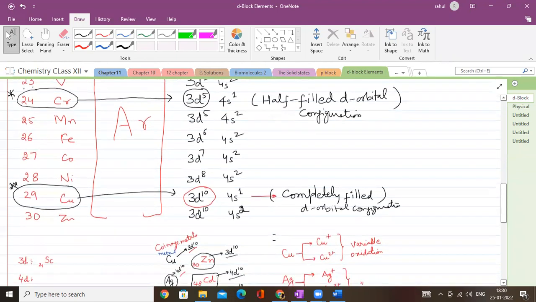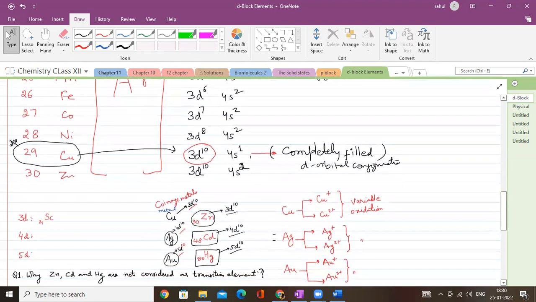Now, when I was taking up this definition, one of the children said, sir, in the 3d series zinc has 3d10 configuration. In the 4d series, cadmium has 4d10 configuration. And in the 5d series, mercury has 5d10 configuration. So zinc, cadmium, and mercury should not be considered as transition elements.